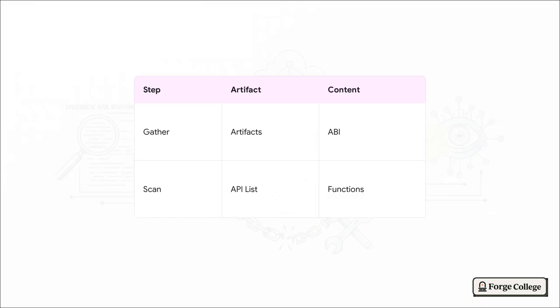Now, the real secret sauce here is that every single step produces a tangible artifact. You're not just thinking about the contract abstractly, you're actively documenting its skeleton. Step 1 gives you an artifact list.